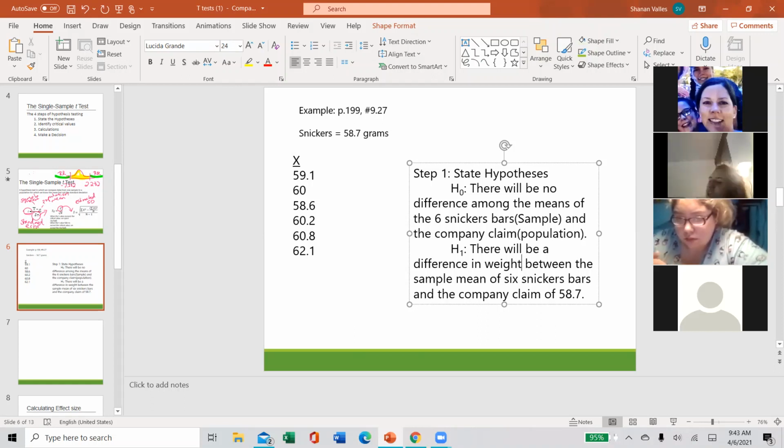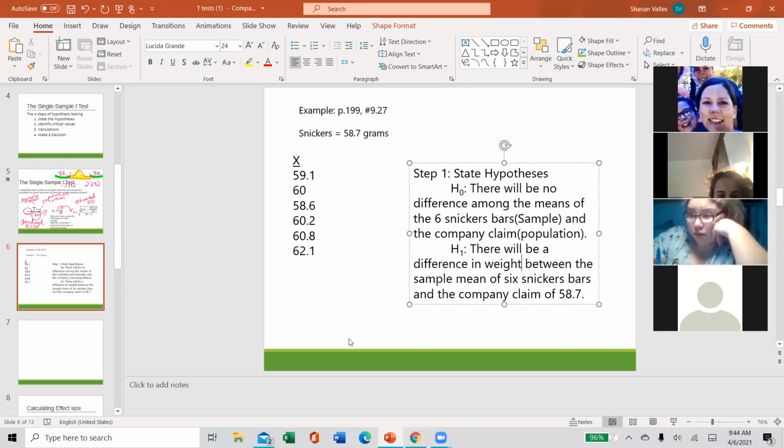There will be no difference in the means, or there will be a difference in the means, and then go back and fill it in after that. Difference in what? So that's where I put in weight, because we are measuring weight. There will be a difference in weight between the sample mean. Well, what's the sample mean? It's the 6 Snickers bars that we got. Difference between the sample mean and the company claim. Well, what is the company claim? 58.7. So that's one thing that I tell people: start off with a very basic sentence and then go back and fill in those details.